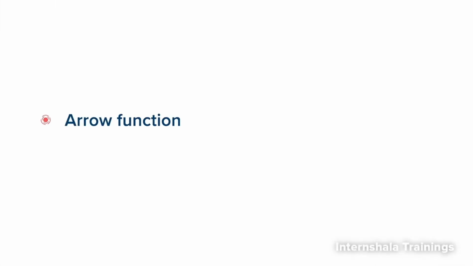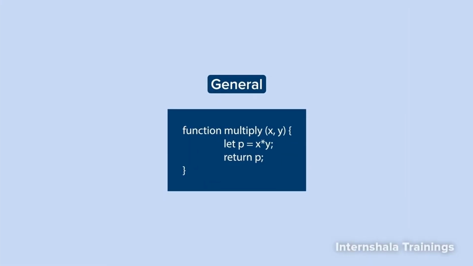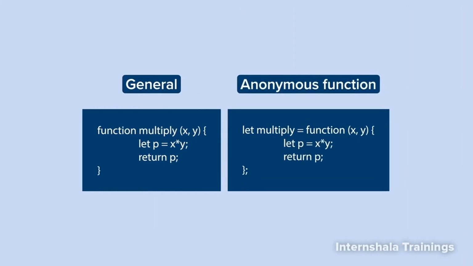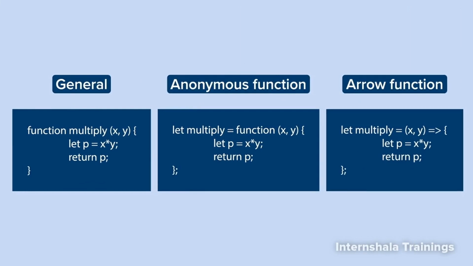Lastly, in this video, we will discuss arrow functions. Arrow function is an alternate way to define a function. Let us see how. We know that normally a function is defined like this. Then we saw how we can define a function without any name, that is anonymous function. Now the same function can be defined like this using an arrow function.